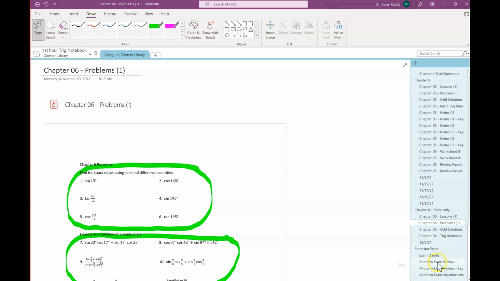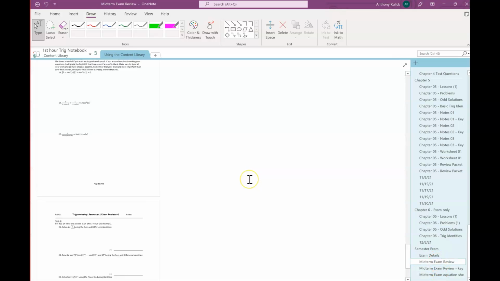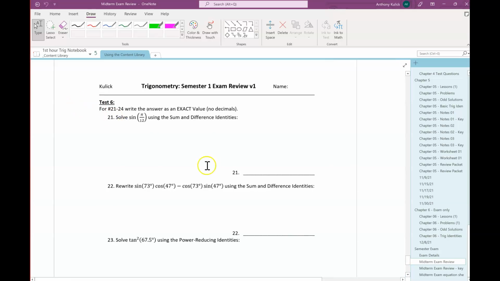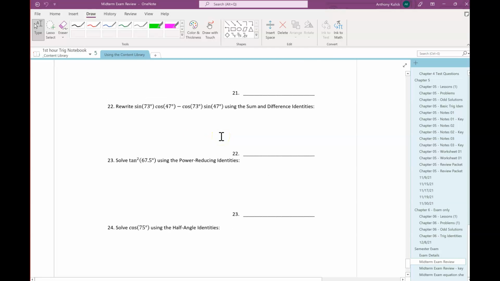Right? If we look at the exam review and we scroll down to look at chapter 6, right? It looks almost exactly like these kinds of problems we were just working on, right? So it's not going to be anything more than what we just did here. You just have to be able to use the identities to get the exact value. So it's like being able to pick out the right identity, look the stuff up off the unit circle, and do a little bit of simplifying. But it's not too bad.